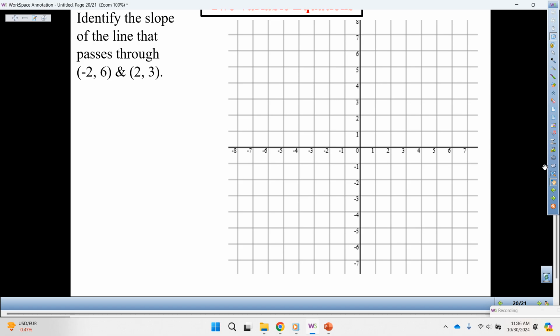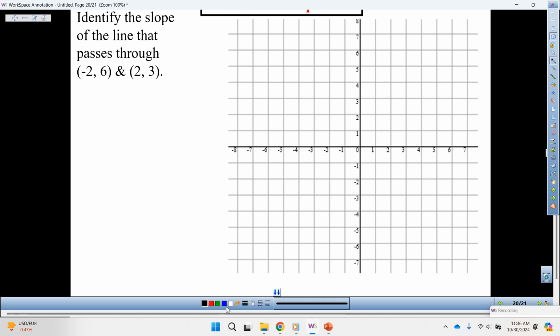All right, who went last? Mario? Mario, pass someone. Enrique, all right, tell me how to graph this. Where do I go? Starting at the center. -2 to the left. Up 6. All right, there's my first point. Again, starting from 0, where do I go? 2 to the right. Up 3. All right, that's that one. And to graph the line, I always go from left to right. So I go from here to there.